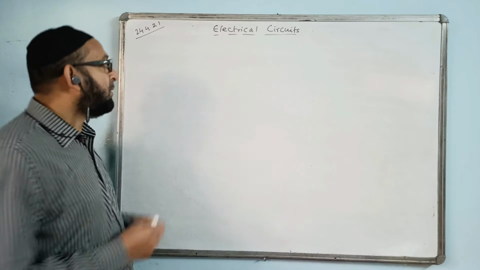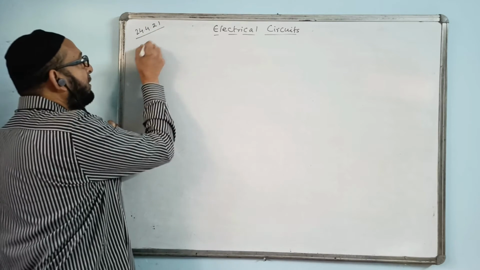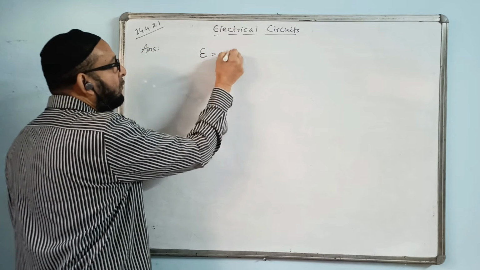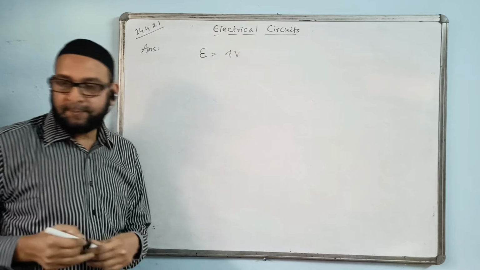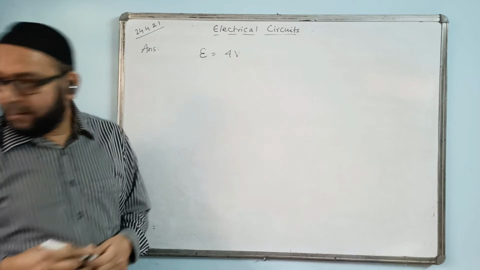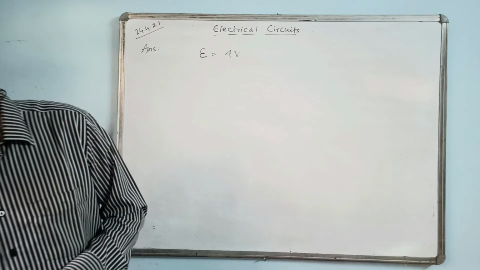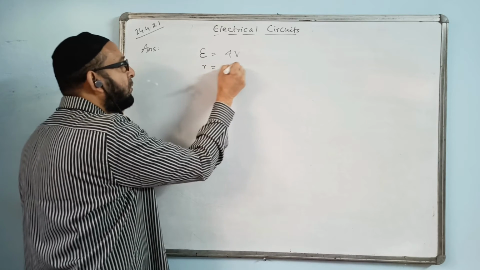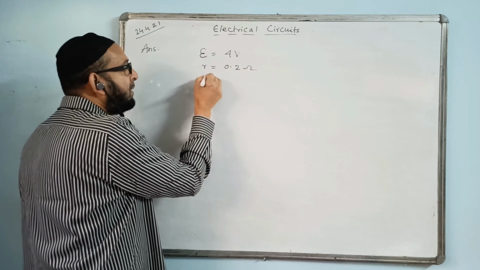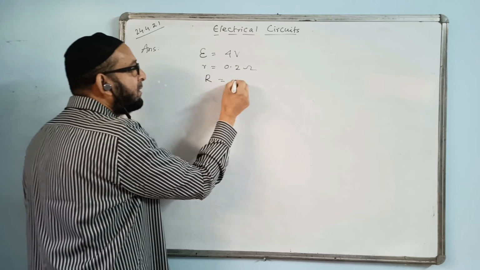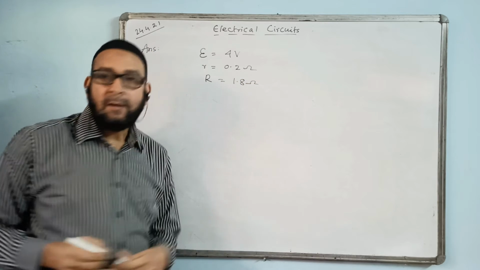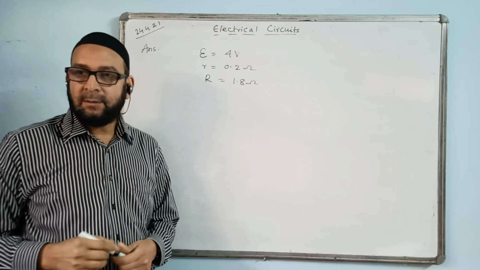Okay, we'll write down the information and then we'll find the answer. EMF given to us is 4 volt, right? Internal resistance, small r, is given 0.2 ohm, right? And the external resistance connected is given to us 1.8 ohm. And we have to find terminal voltage.